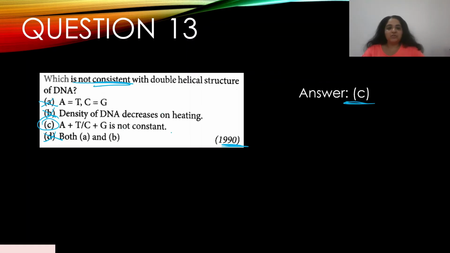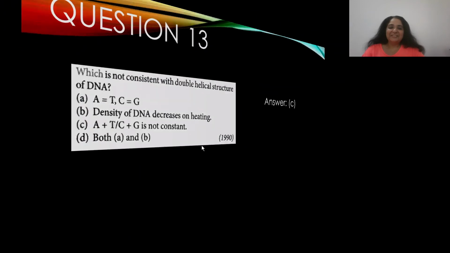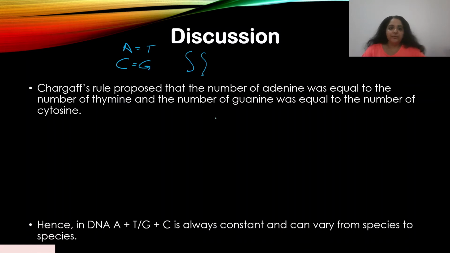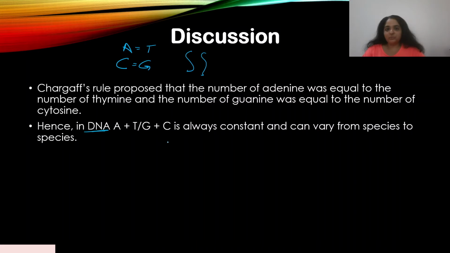Now what they're really talking about is Chargaff's rule, which we will come to in the description in some time. So Chargaff's rule proposed that the number of adenine was equal to the number of thymine. We know that. In a DNA structure, you have two strands. So adenine with thymine and cytosine with guanine. Hence, in DNA, the number of purines will always be equal to the number of pyrimidines that they associate with.